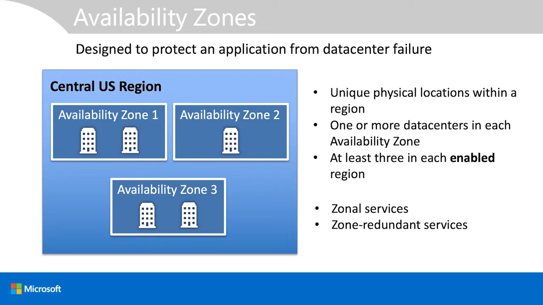There are 2 categories of services that support availability zones: zonal services and zone redundant services. Zonal services, such as Azure Virtual Machines, are deployed into availability zones explicitly. Zone redundant services, such as SQL Server databases, aren't explicitly deployed into an availability zone. Instead, you specify to make them zone redundant when you create them, and then Azure takes care of the rest by deploying them into multiple availability zones for you.